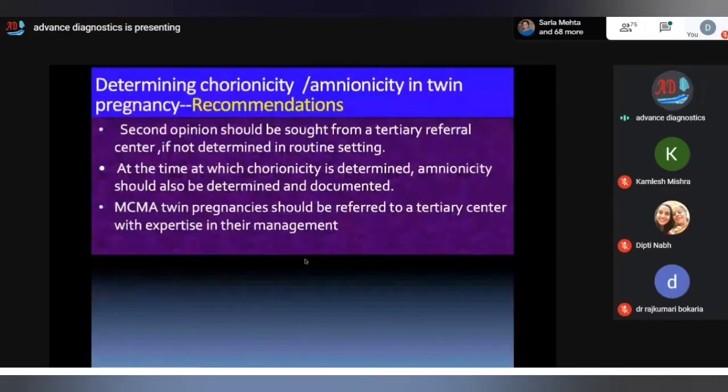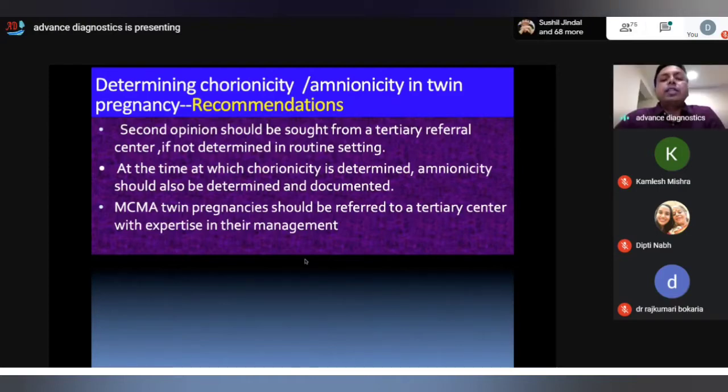So sometimes, even with the best of efforts, we could not determine the amnioticity and chorionicity. In that case, a second opinion should be sought from a tertiary referral center if not determined in the routine setting. That's what the guideline says. And at the time at which chorionicity is determined, amnioticity should also be determined and documented. MCMA twin, that is the monochorionic monoamniotic twin pregnancy, should be referred to a tertiary center with expertise in their management. That is what the guideline says.